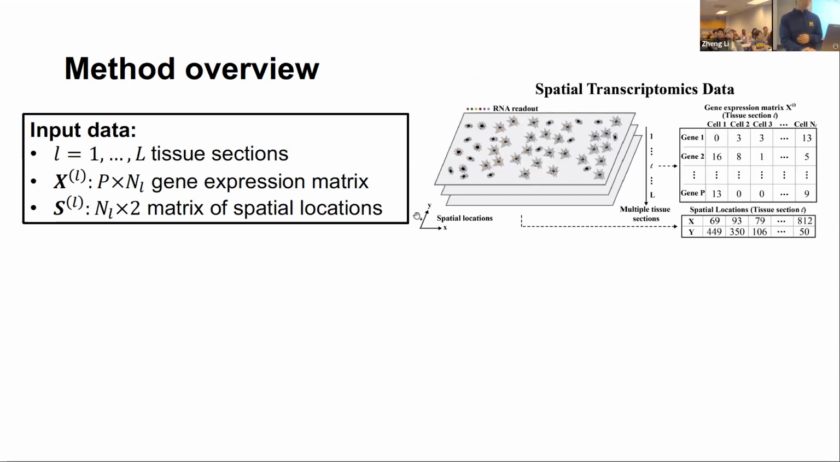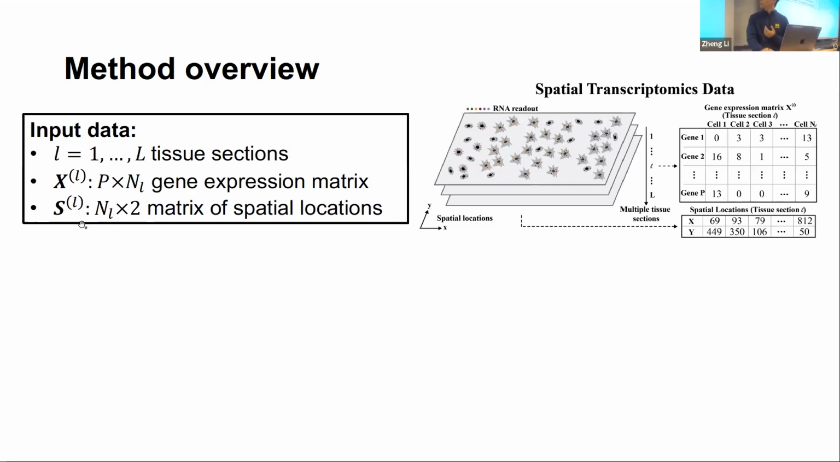So next, I will introduce our method. Our method takes 2 input data. Our method assumes that there are capital L different tissue sections collected from a transcriptomic study. And we use lowercase l to denote one specific tissue section. For each tissue section, we have a gene expression matrix, which is a P by N_l matrix for P genes and N_l cells, and the spatial location matrix.